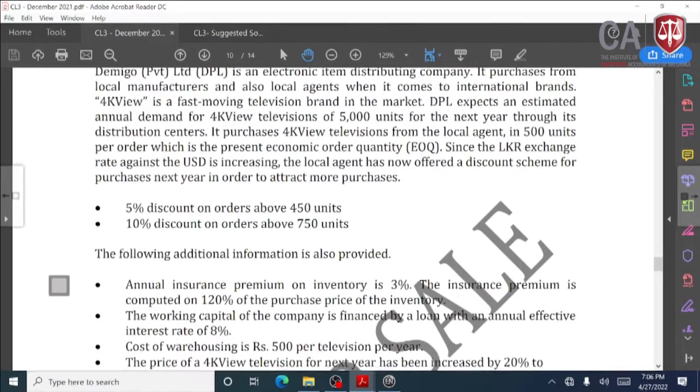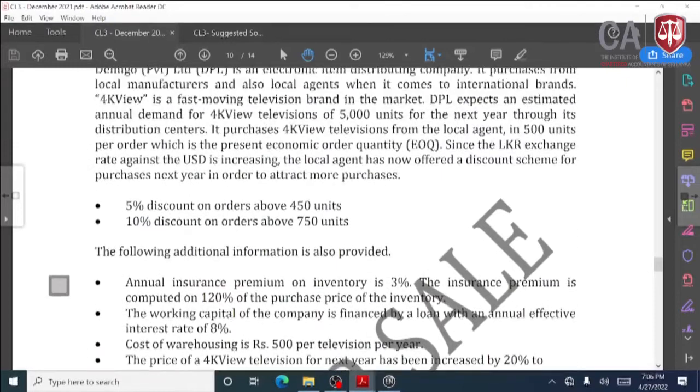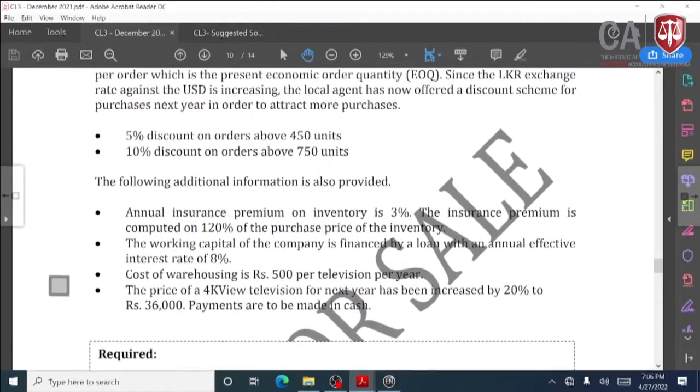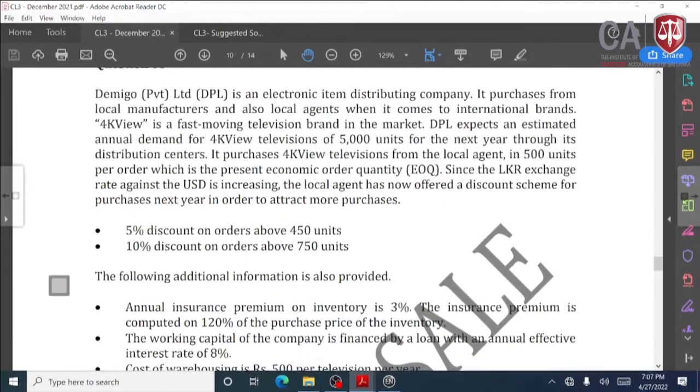Now, ordering cost is not being given. Annual insurance premium and the working capital of the company are given. Okay, we have to find out the ordering cost, because ordering cost is not being given. Now, current economic order quantity is already given, 500 units. Currently, your economic order quantity is 500 units. First, you have to find out the current situation.